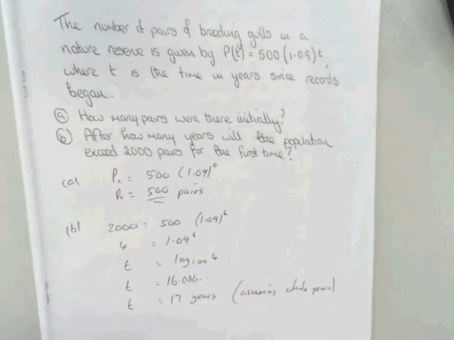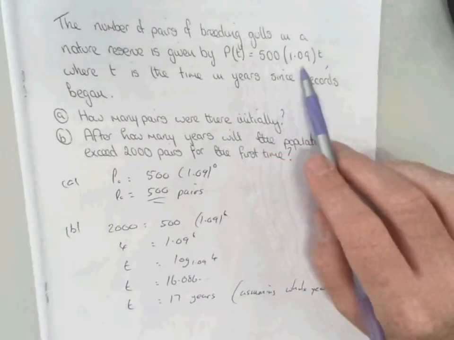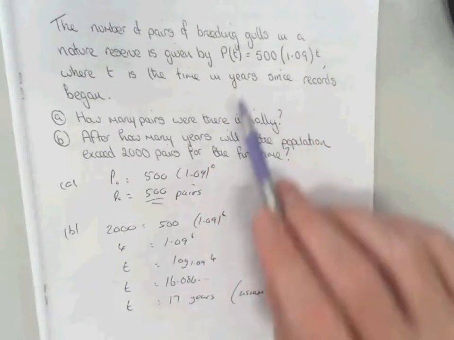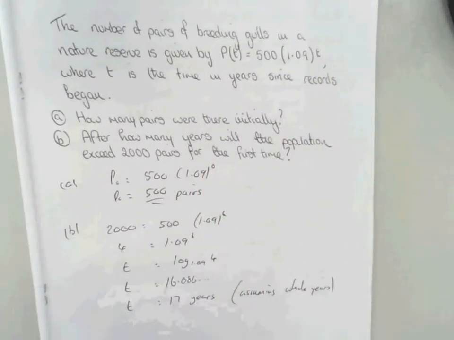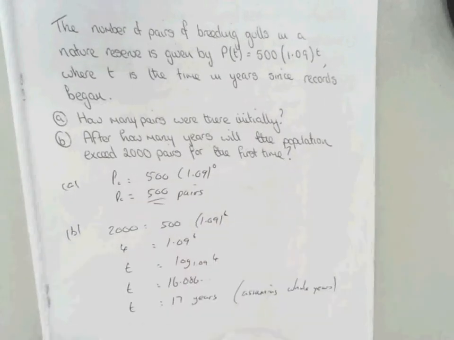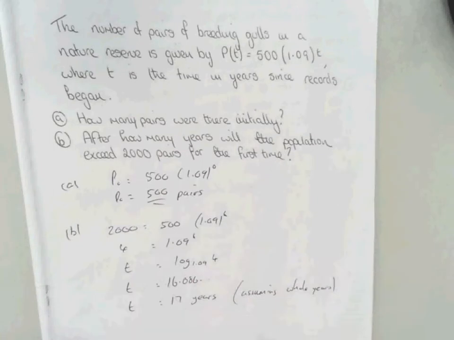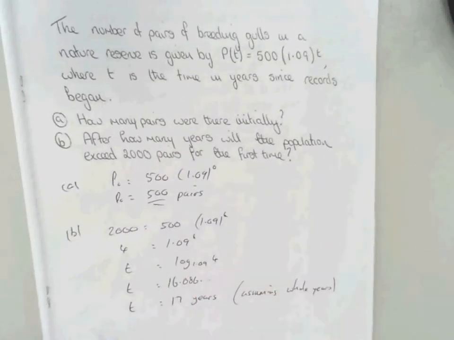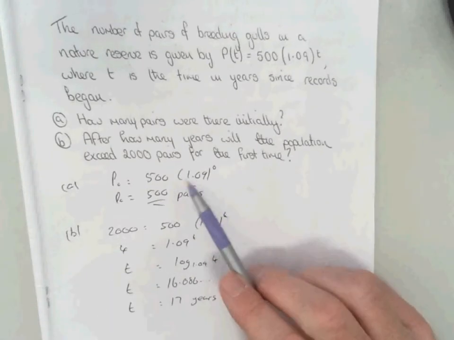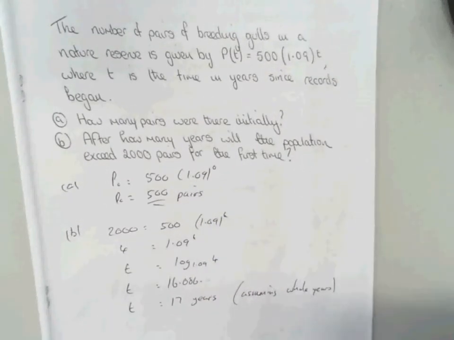We have some breeding gulls in a nature reserve, and the population of those gulls is given by this equation. T is the time in years. How many pairs were there initially? Part B, when will the population exceed 2,000? Initially the time is 0, so I'm just going to substitute in 0: 500 bracket 1.09 to the power 0. I'm only raising the 1.09 to the 0 there, so 500 multiplied by 1, which is 500 pairs. So initially there were 500 pairs of gulls.